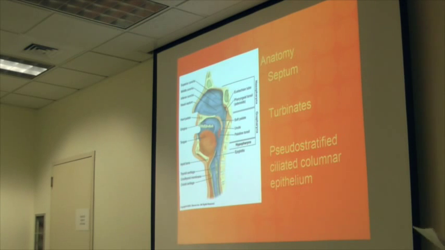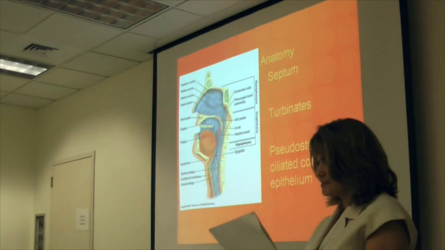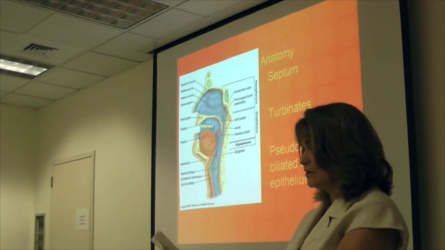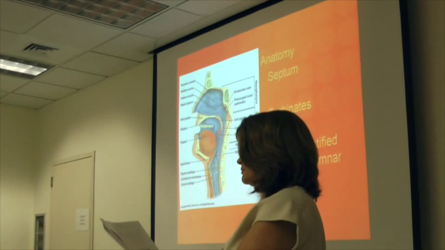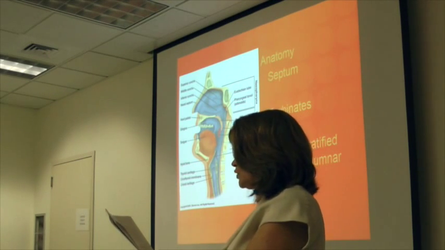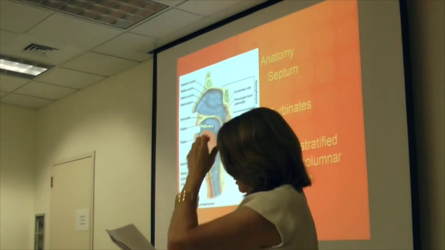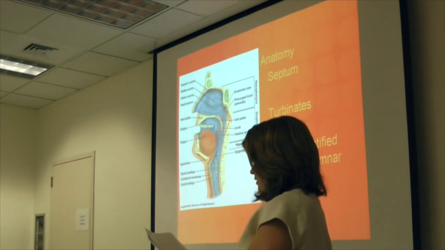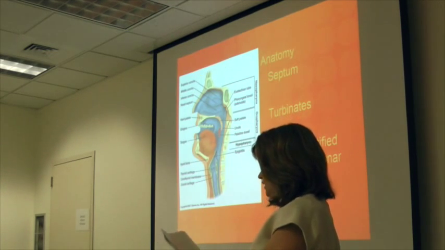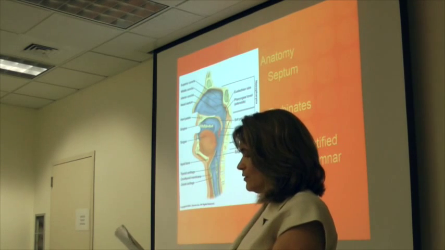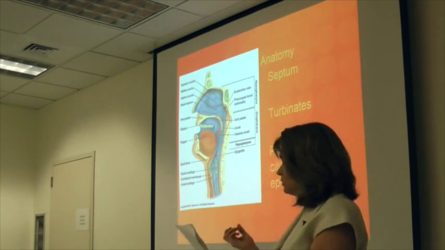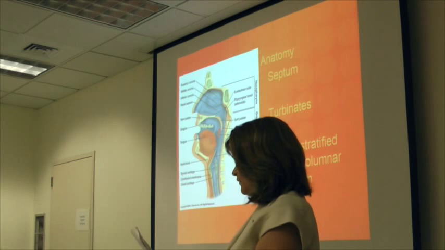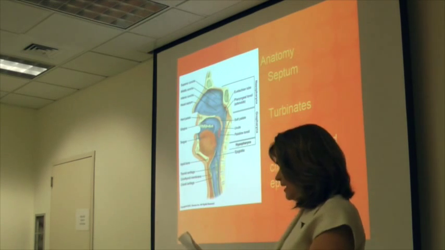So you can write down that this cartilage commonly deviates to one side or the other. And then if you want to put a note like could cause a problem passing a suction catheter, just so you understand what the significance is. It could cause a problem passing the suction catheter.